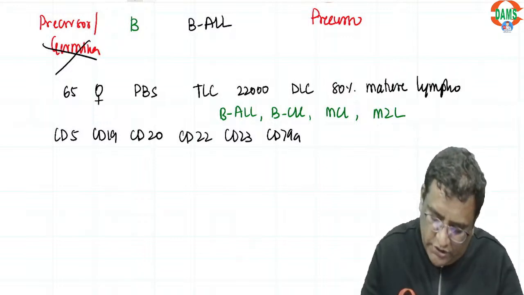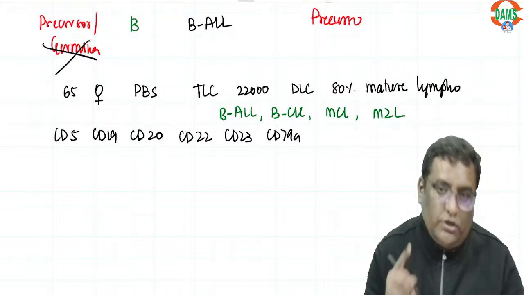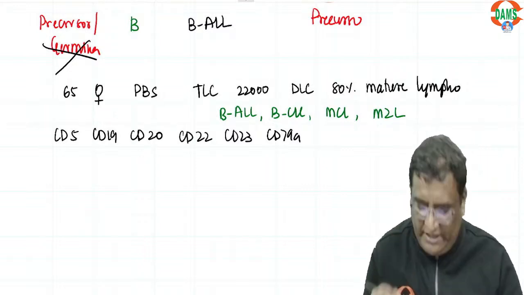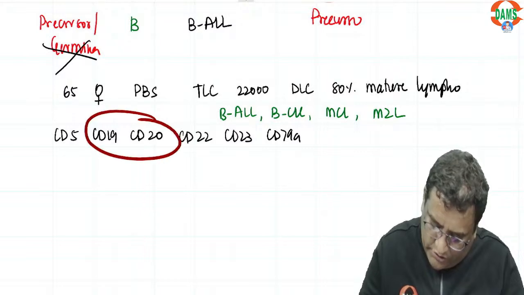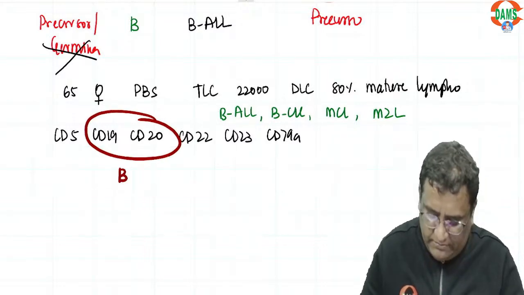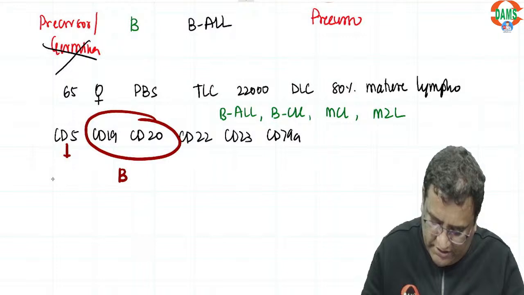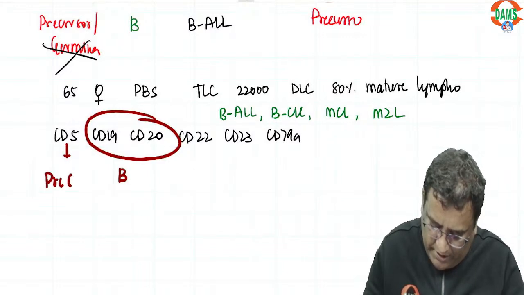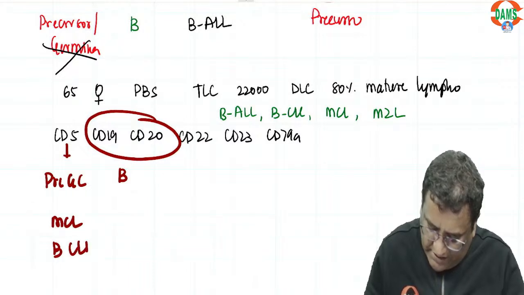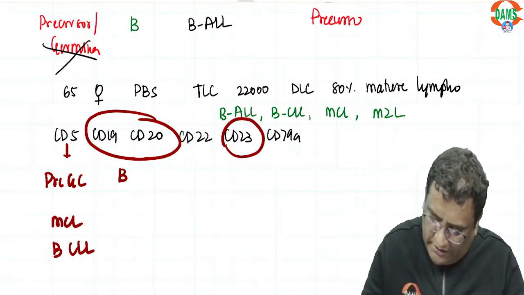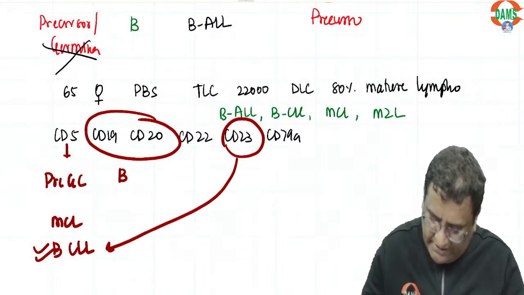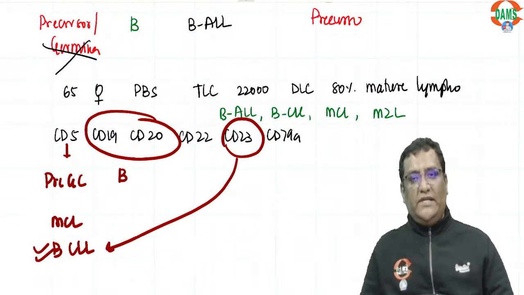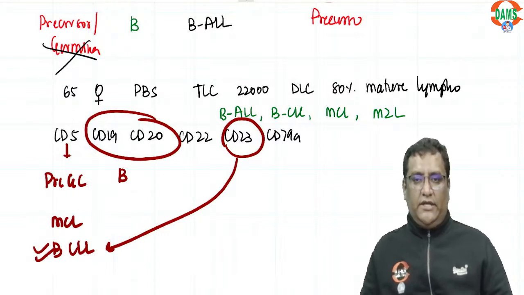Okay, how did you approach this? Again, I want you to learn the approach rather than just mugging up. CD19, 20 positive, what does it suggest? It is a B cell neoplasm. Then CD5 positive, what does it suggest? It is pre-germinal. Pre-germinal has only 2 DDs, mantle cell and B-CLL. 23 is positive, so it will be B-CLL, SLL. Very good, B-CLL. That is the correct answer.